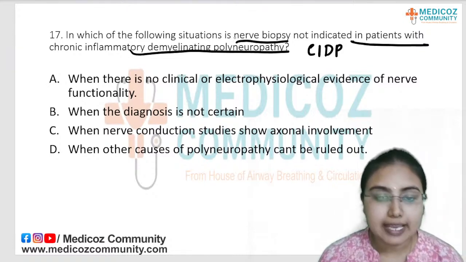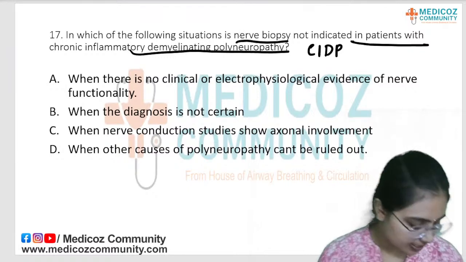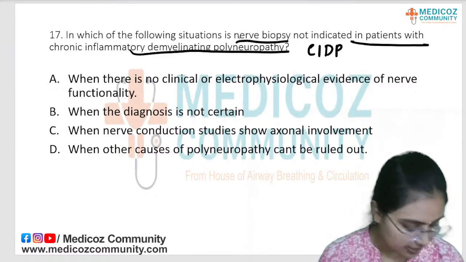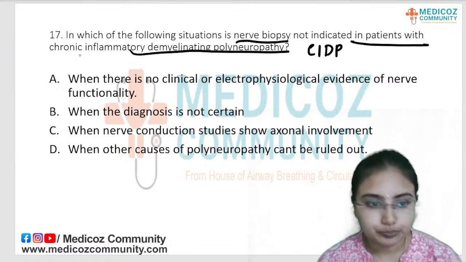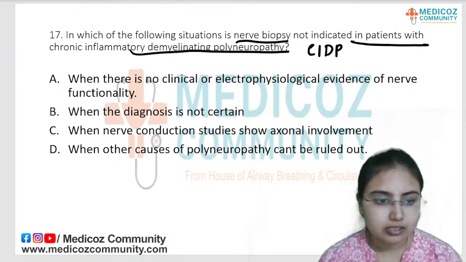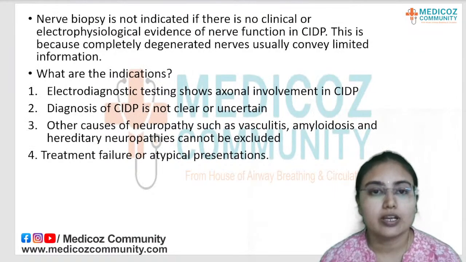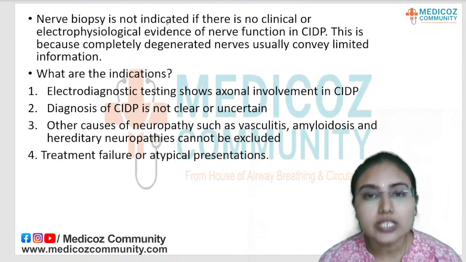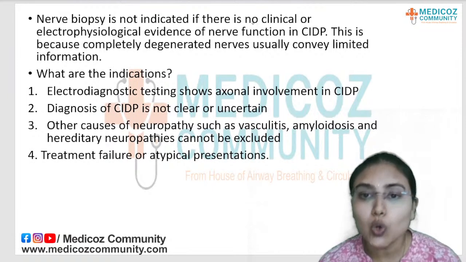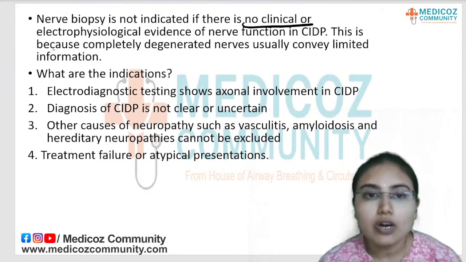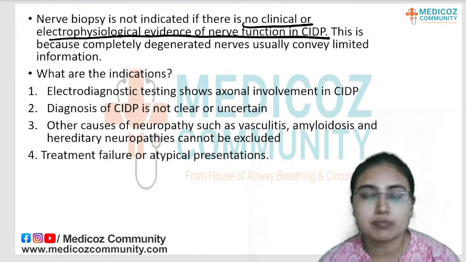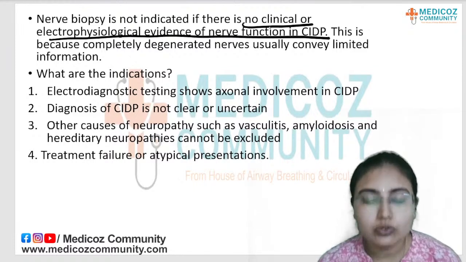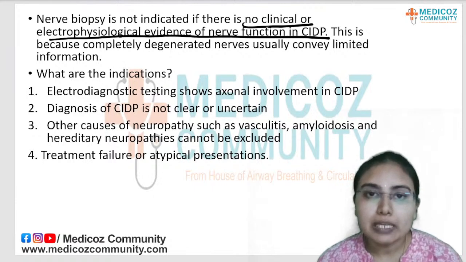Okay, some people are saying it is D, some are saying it is A, some are saying it is C. So let's make it very clear now. Nerve biopsy is not indicated if there is no clinical or electrophysiological evidence of nerve function in CIDP. Okay, it's confusing, I know. What do they mean by this?